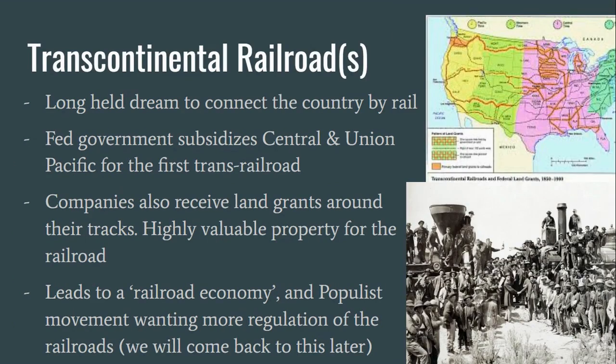The Transcontinental Railroad was completed early in this era. It was a long-held dream of many to connect the country by rail. The federal government subsidized the Central and Union Pacific companies to build the first Transcontinental Railroad. Two more would also be built over the decades, providing northern and southern transcontinental routes. These railroads also received highly valuable property around their lines they used to sell and rent to farmers and others. It leads to a railroad economy and immense power in the hands of railroad tycoons. Later in the era, the populist movement will rise in favor of more regulation of the railroads, but we will get to that later.